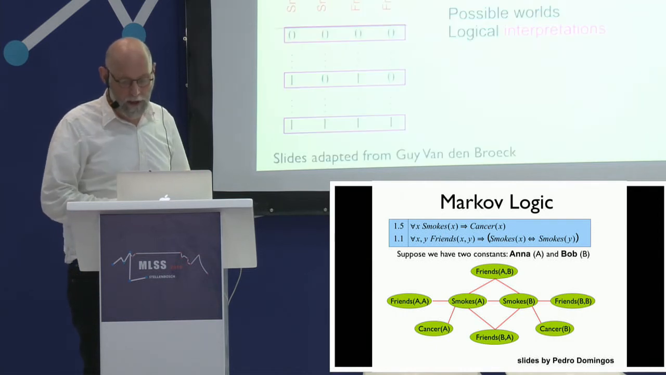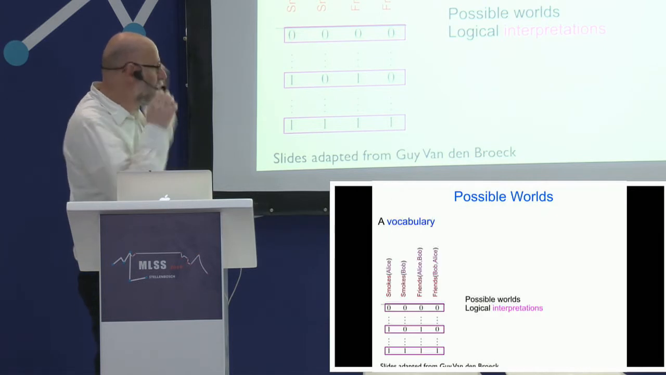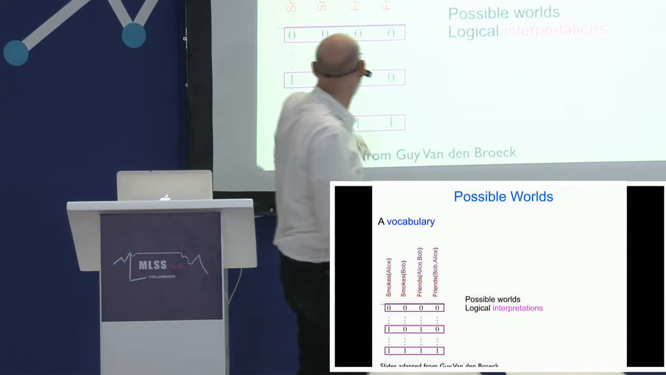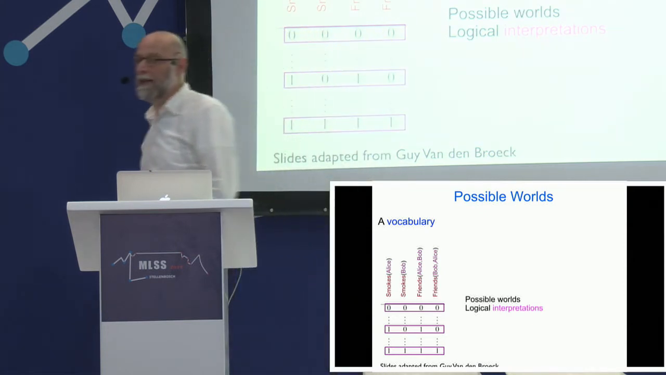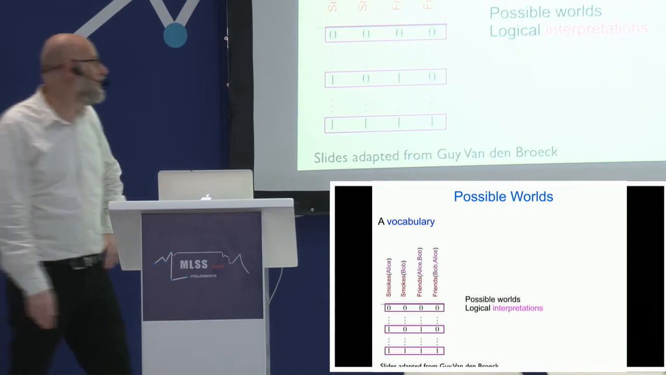So let's start by looking at possible worlds. These are the logical interpretations, the models that we've been talking about. Here are some of our atoms. They can be in or out.